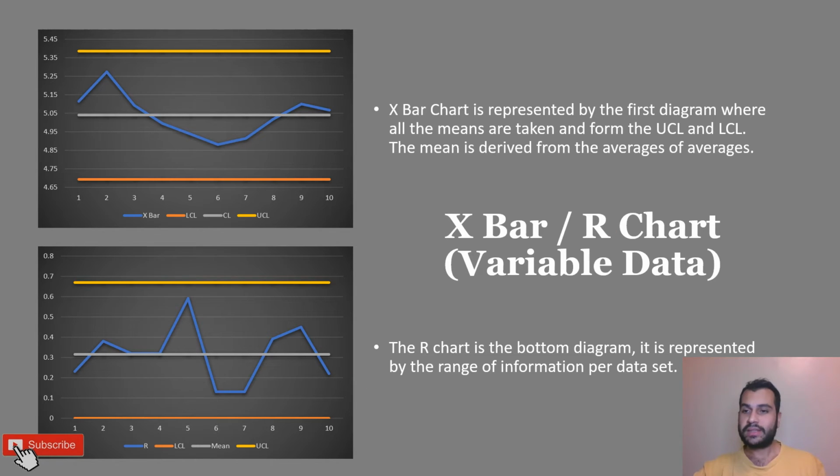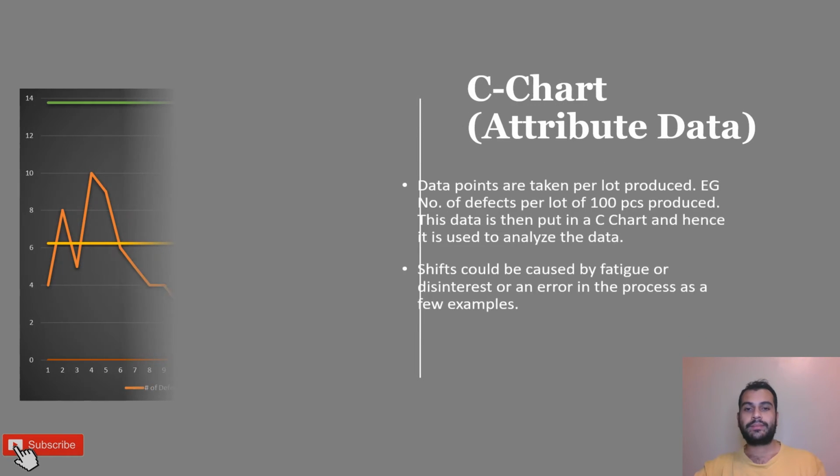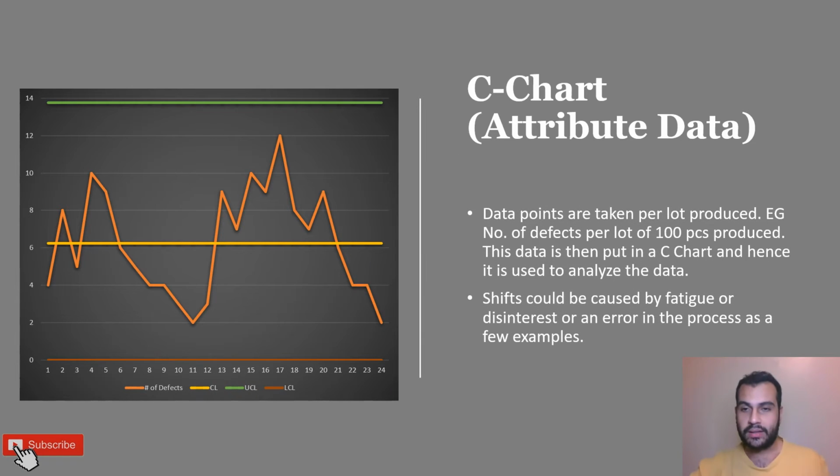Now let's get into the next chart. So let's go right into the C chart, which is also for attribute data. So the C chart, now the data points are taken per lot produced. So for example, the number of defects per lot of 100 pieces produced. This data is then put into a C chart, and hence it is used to analyze the data.